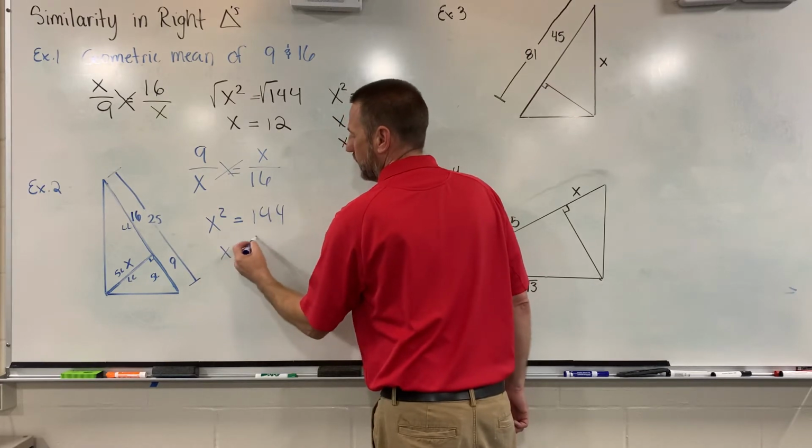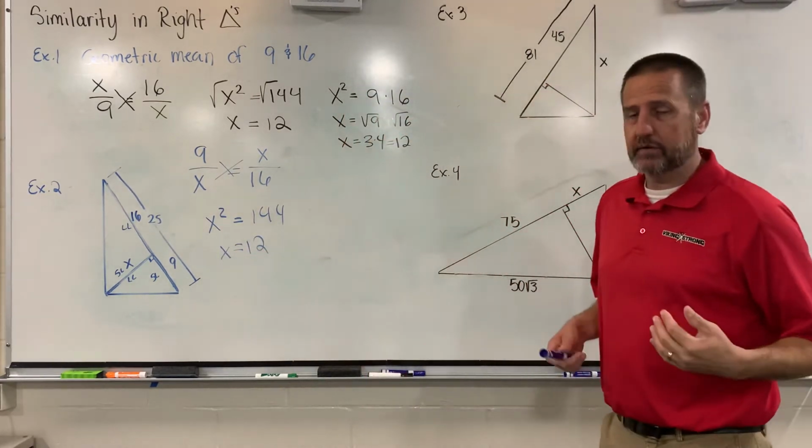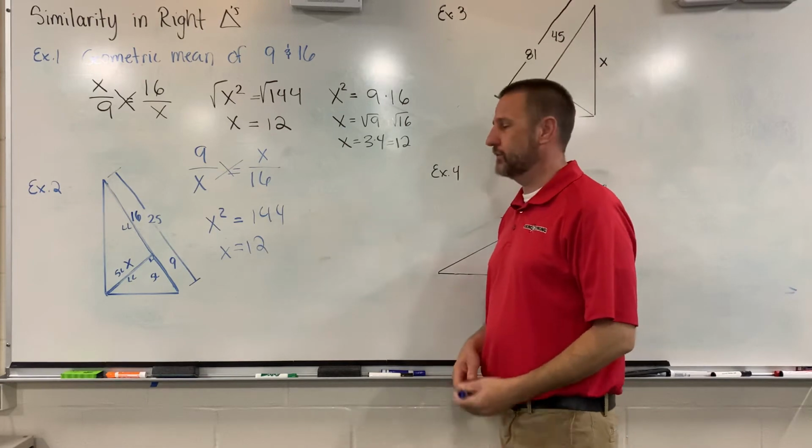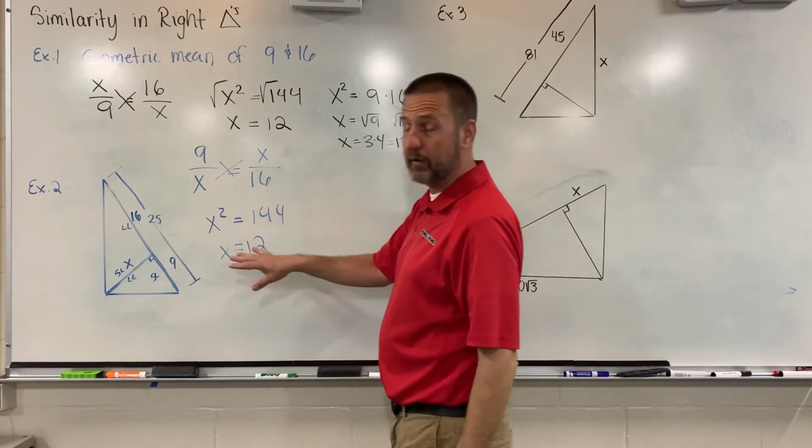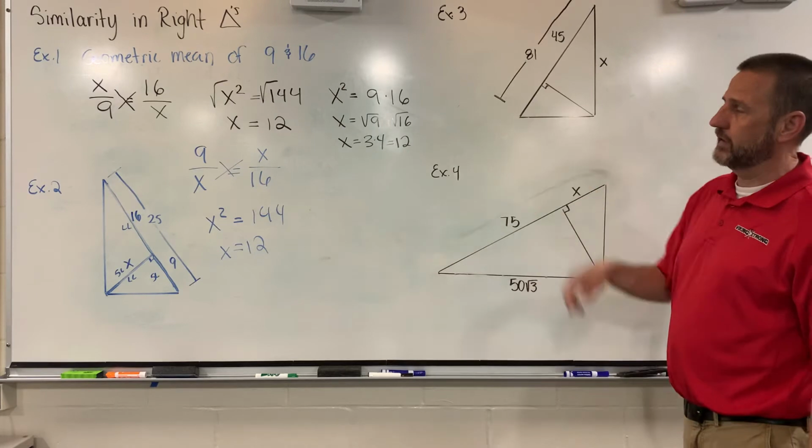x is equal to 12. So again, I applied what's called geometric mean, and that just came out because of the way the numbers were laid out on this problem, I ended up with x squared.